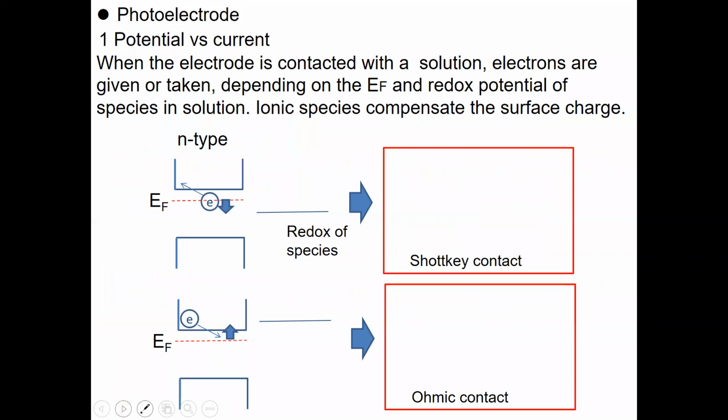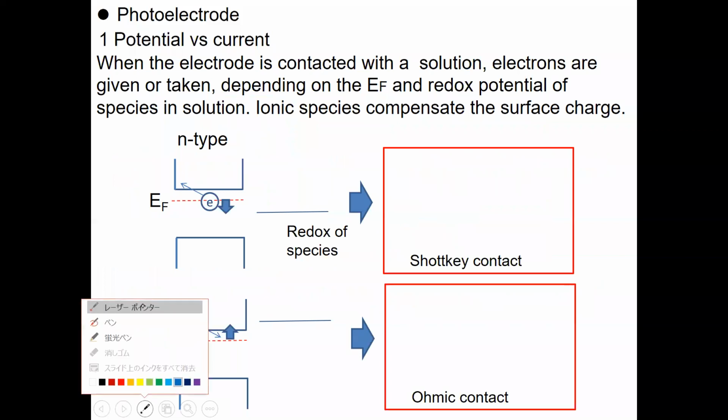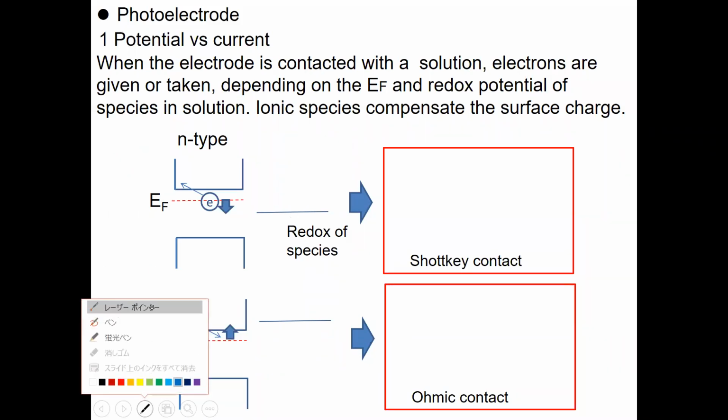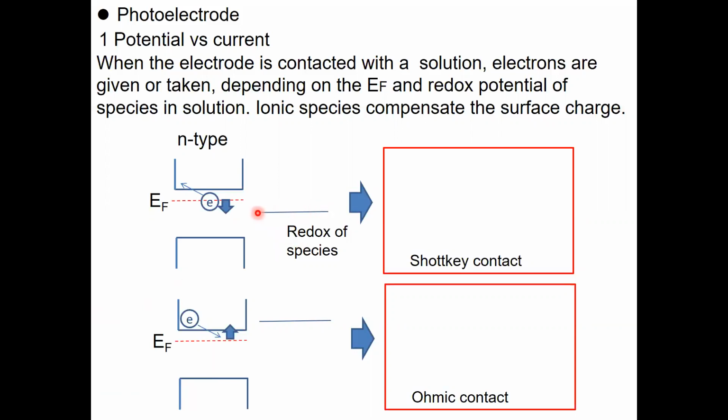So let's check what will happen for the N-type semiconductor. I would like you to remember that again, here, the difference is that we have a solution side in this case, and the solution includes redox species, which means accepting or giving the electrons to the electrode, right?